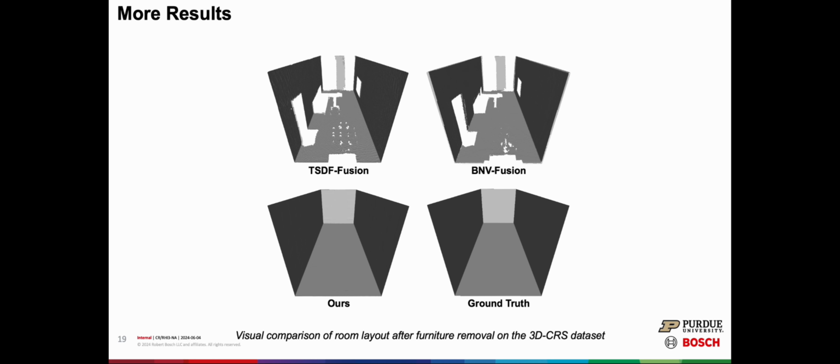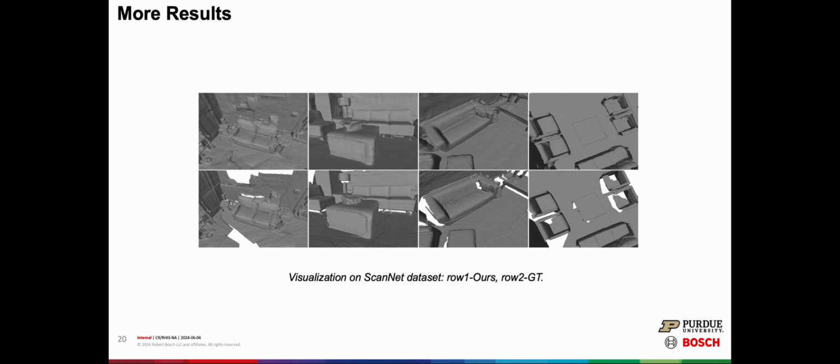We show room layouts after furniture removal on the 3D-CRS dataset. Room layout results generated by the baseline methods contain many large missing areas. In contrast, our method provides a complete room layout surface without obvious missing regions. We also qualitatively demonstrate our method's adaptability to the real-world dataset ScanNet.